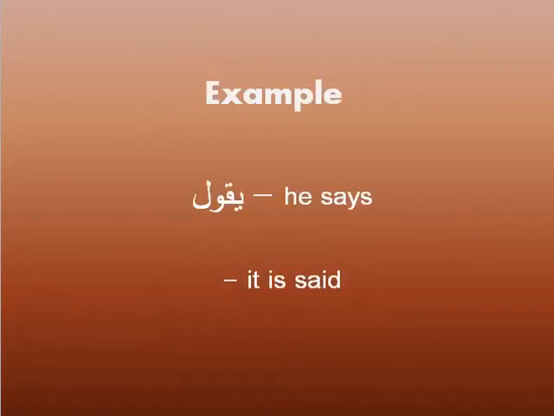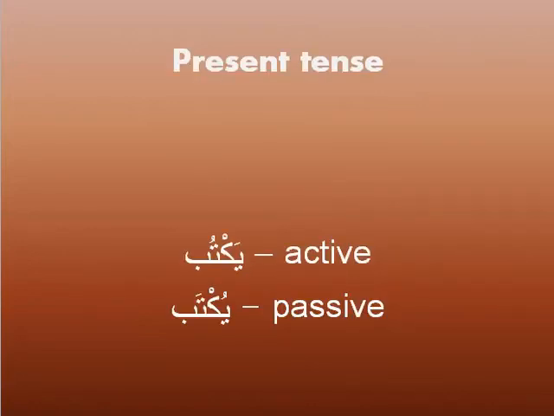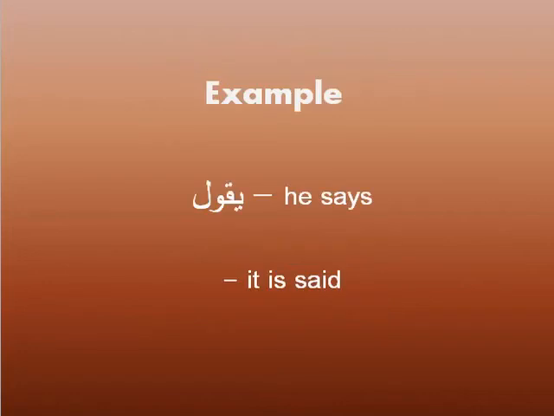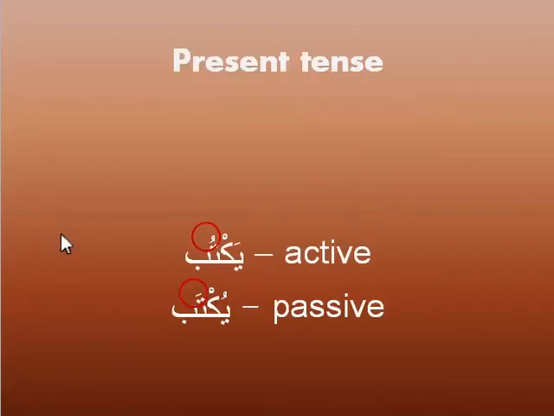So now think about this. Yaqūl. Look at that. And apply it to this. Yaqūl, he says. What would be it is said? I mean, it is said. Yeah, what would be that? Well, we have this long ū. Here we had this short u.